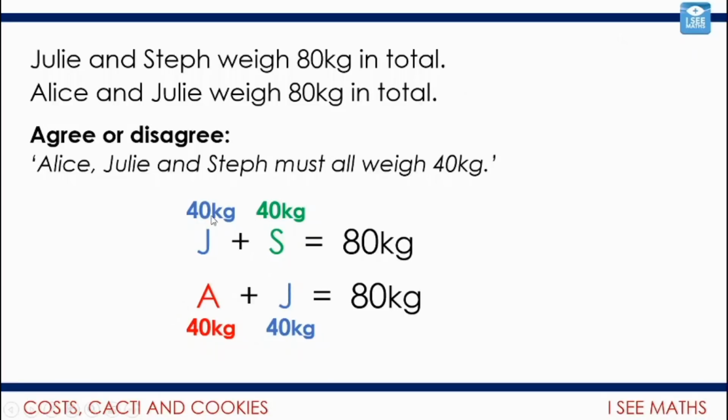And of course, what we have the same in both number sentences is we've got our J, our Julie, that's the same. But let's say Julie wasn't 40 kilograms. Let's say she was 50 kilograms. Well, it's possible to complete both number sentences if Steph is 30 kilograms and Alice is 30 kilograms. Or how about, instead, if Julie was 35 kilograms? Well, then I can complete both again. There, Steph would have to be 45 kilograms, Alice 45 kilograms.